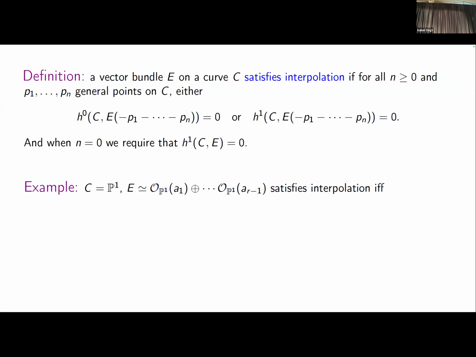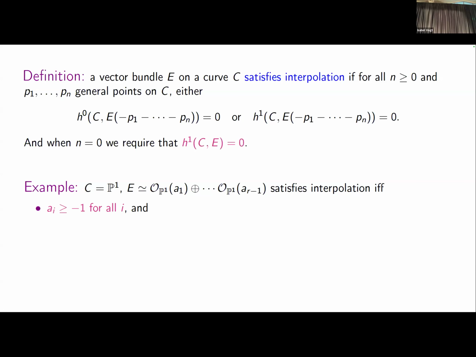Well, let's take each one of these properties in turn. First of all, there's this positivity property that says H1 has to be 0. If you unwind that to what it means for this bundle on P1, then you see that all of these a_i have to be at least minus 1. So interpolation encompasses this positivity requirement on my bundle. And second, there's this part that says it has to have expected cohomology when you twist down by general points. Well, let me give you an example.